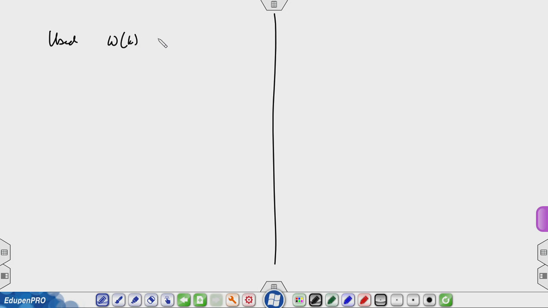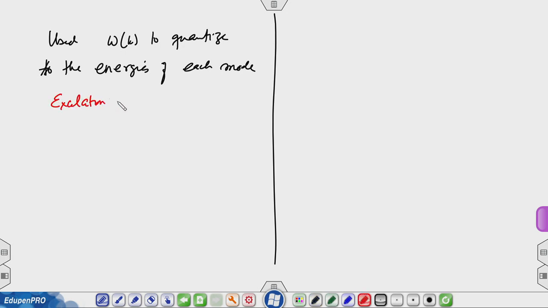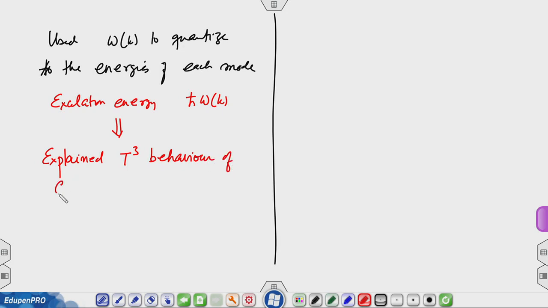And then we used omega k to quantize the energies of each mode, and what we said is that the excitation energy is h cross omega k, and this then explained the T cube behavior of C v as T goes to 0. We have done all that.